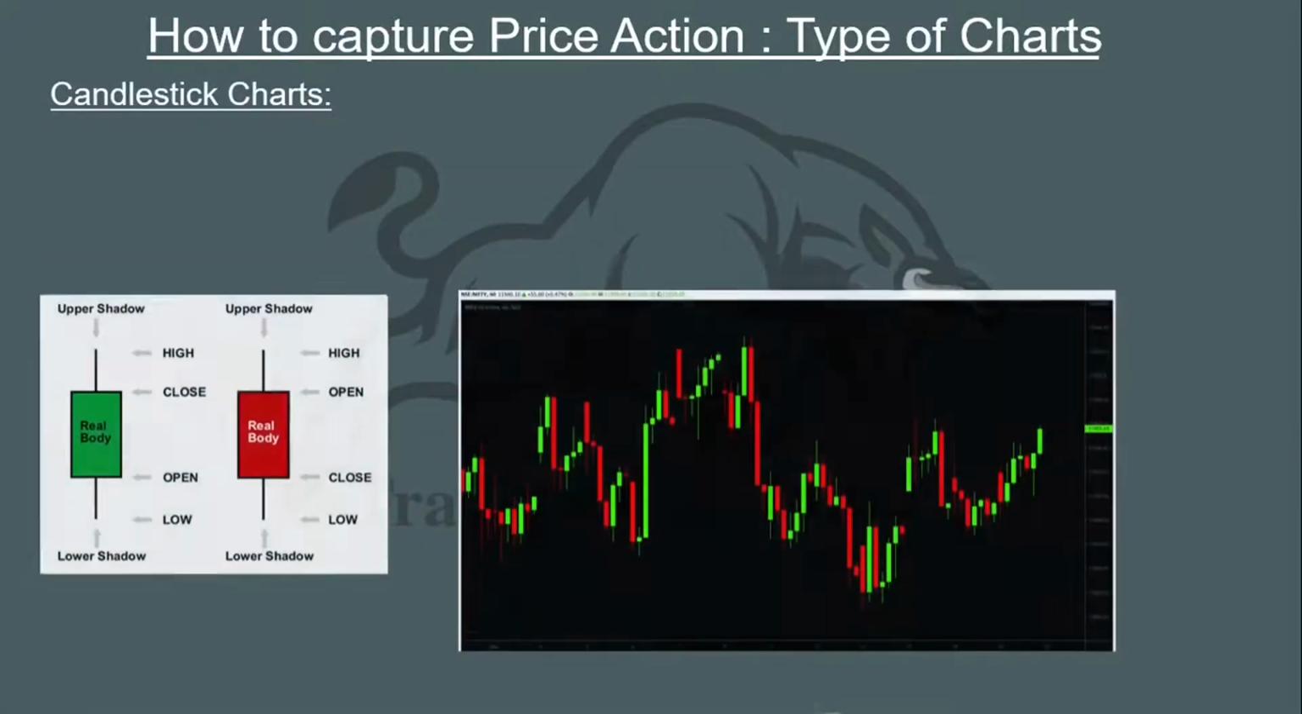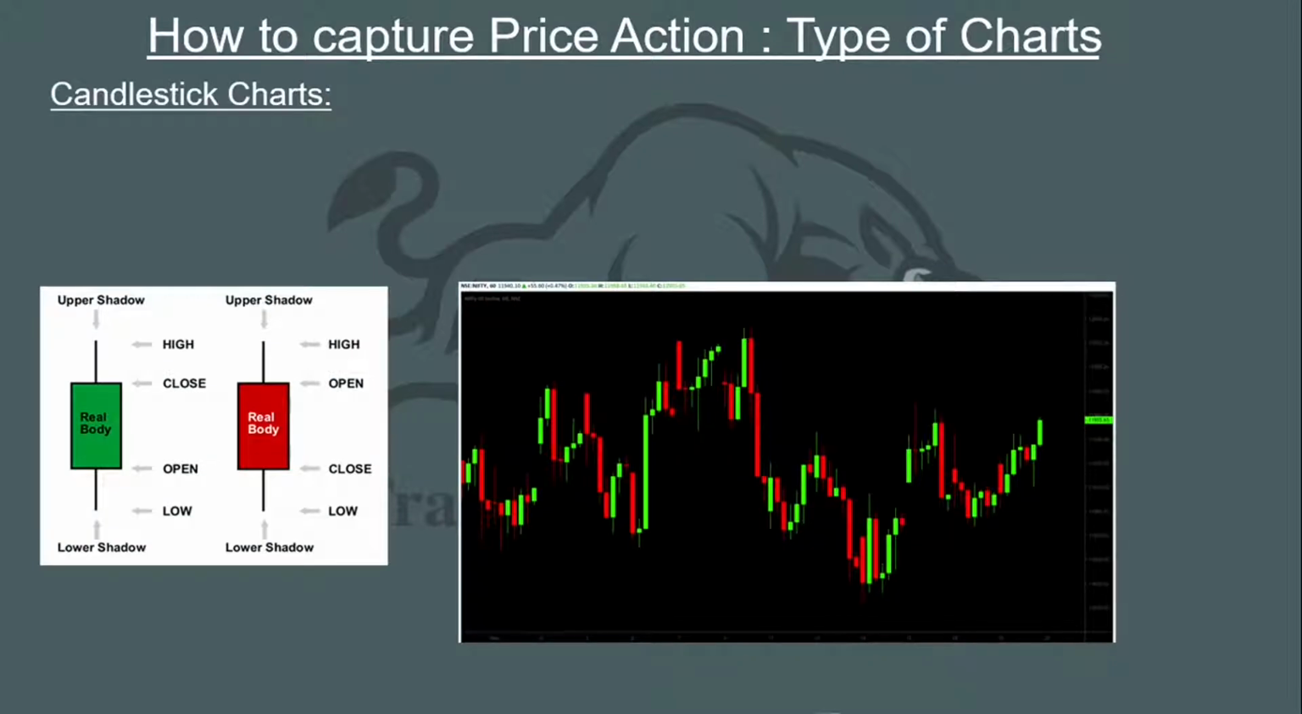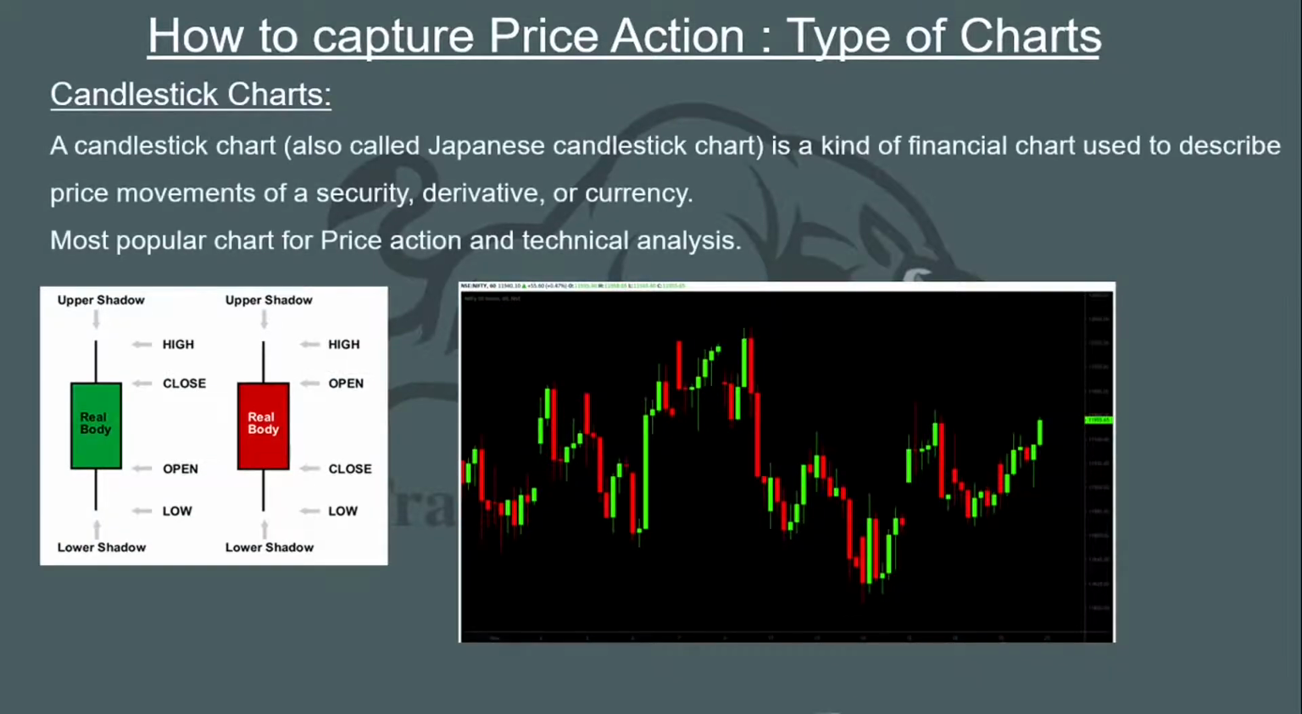Candlestick charts. The picture shows exactly how the candlestick chart looks. This is the most popular chart for price action and technical analysis. When the market is green, we get the green candlestick, and when the market is red, I mean the open price is greater than the closing price, we get the red candlestick. The components of the candlesticks and how to use them we will discuss in more detail in the candlestick patterns. From now on we will use candlestick charts for our studies.